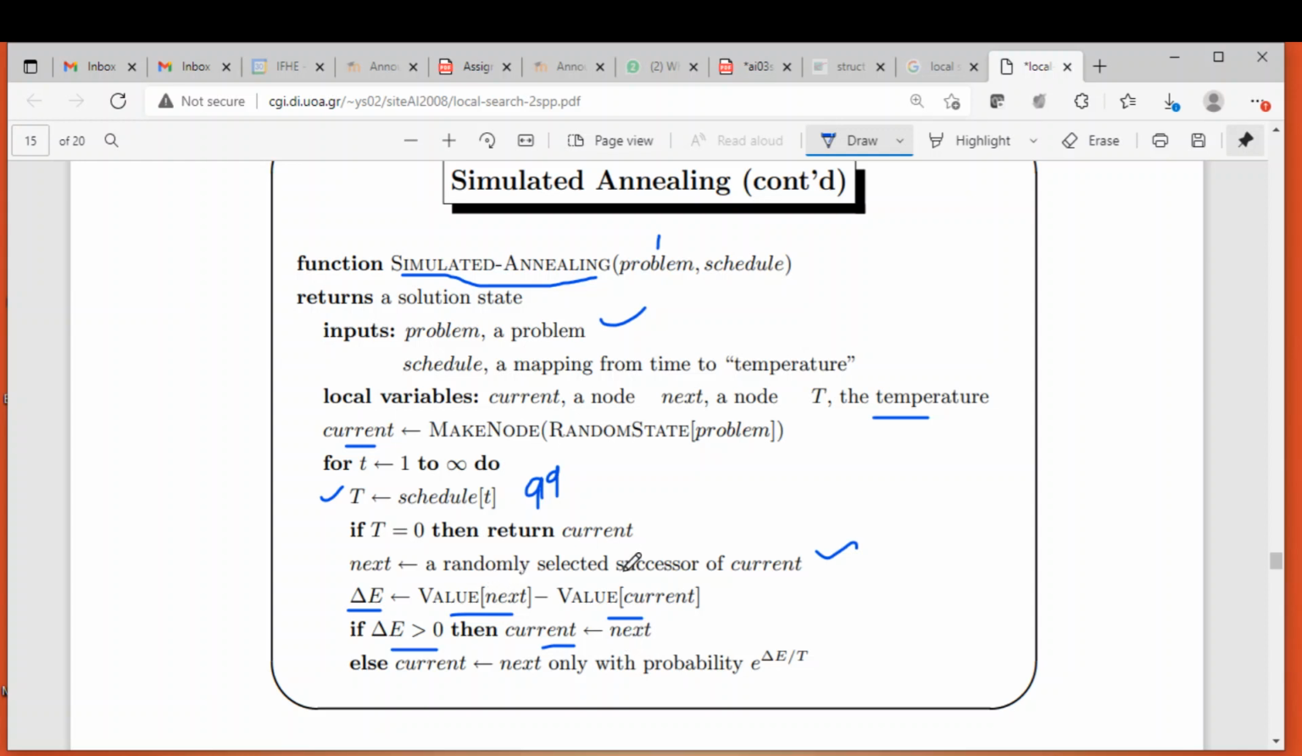If the next state is better than the current state, then the next state becomes the current state. Otherwise, if the next state is not better than the current state, what should we do? Then also we can accept the next state with some probability. So what is that probability? Current is equal to next only with the probability of e to the power del E by t. With this probability we will accept. So this is how simulated annealing works.